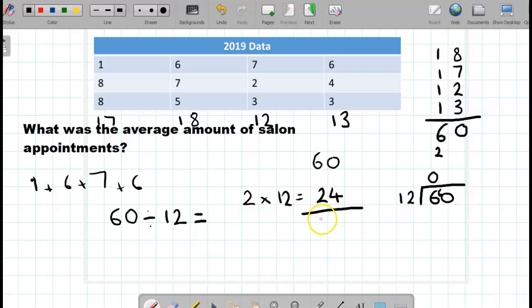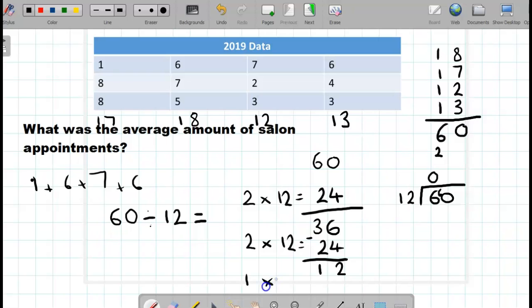I end up with the answer 36. Okay, that's great. How many more 12s can I fit in there? I know another 2, I could use my doubles again, so I could take off another 2 times 12, take off another 24. 36 take away 24, could even do it like this. 6 take away 4 is 2. 3 take away 2 is 1, that leaves me with 12.